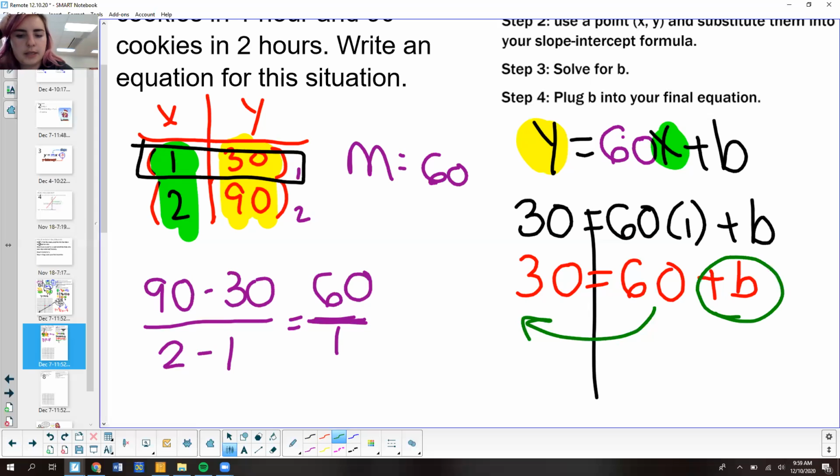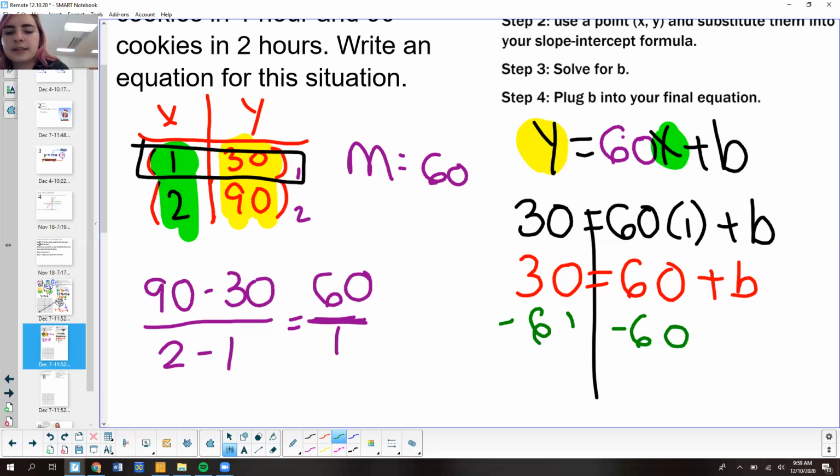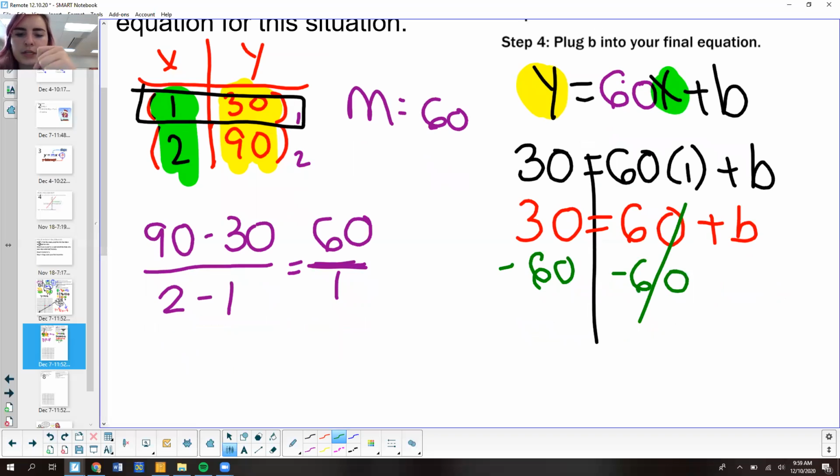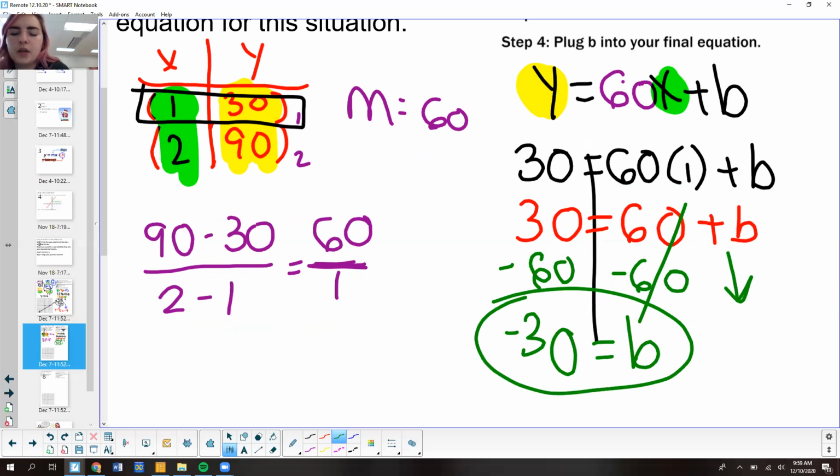So I'm going to move a positive 60 by doing the opposite. The opposite of a positive 60 is a negative 60, so I'm going to subtract 60 from both sides. 30 minus 60 gives me negative 30. I'm going to bring down my remaining variable. So b equals negative 30.